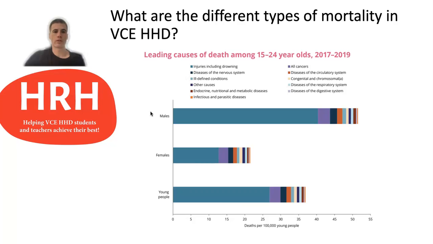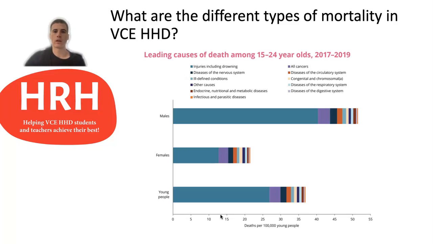If we're going to focus on, say, the injuries including drowning for females, then the way that you would read this graph is to look at that section there that is associated with that particular color up in the key, and then read down off the x-axis. That would be approximately 13 deaths per 100,000 females associated with injuries including drowning.